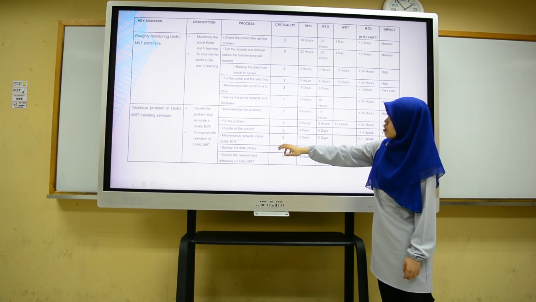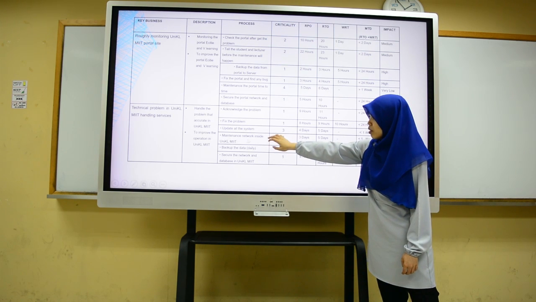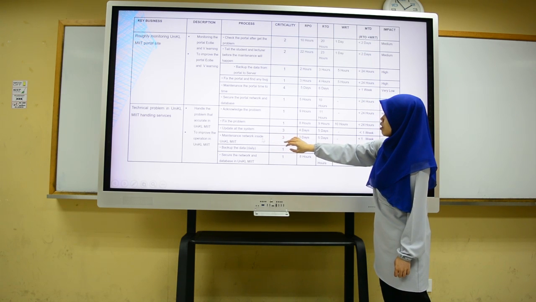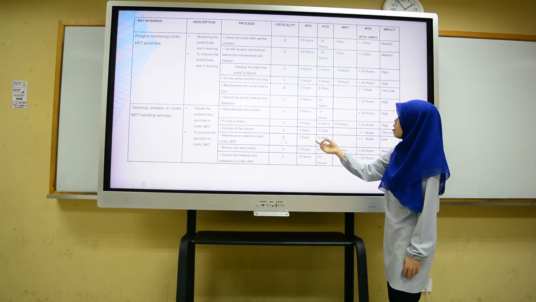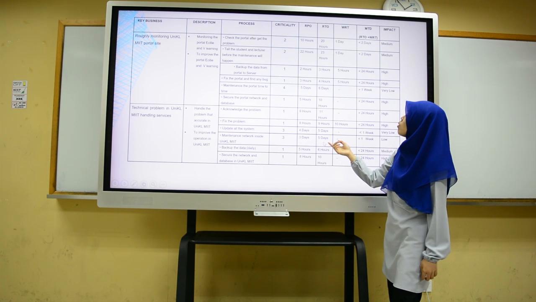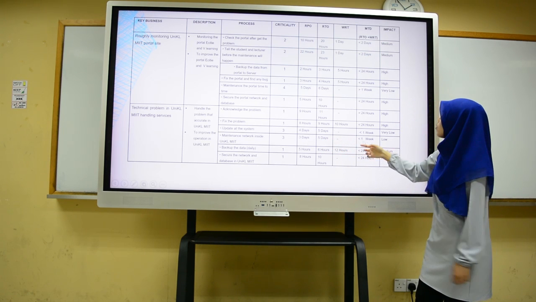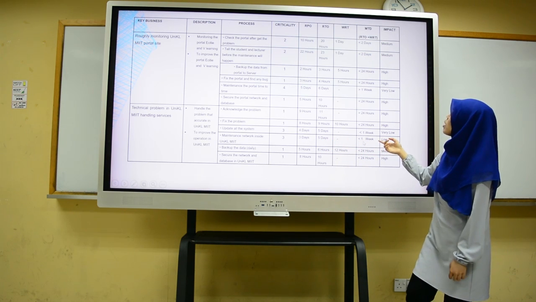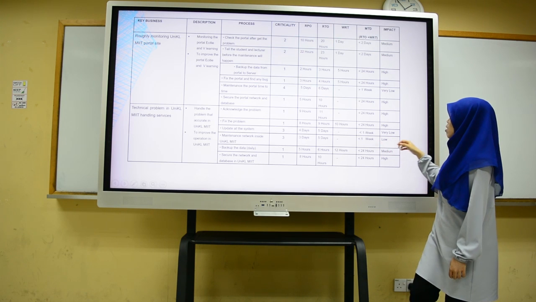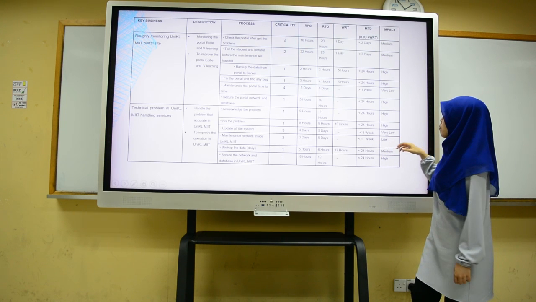So the next process, maintenance of the network inside UniKL MIIT. The RPO taken is 3 days, RTO 5 days, no WRT, and the MTD will be less than 1 week, and the impact is low.